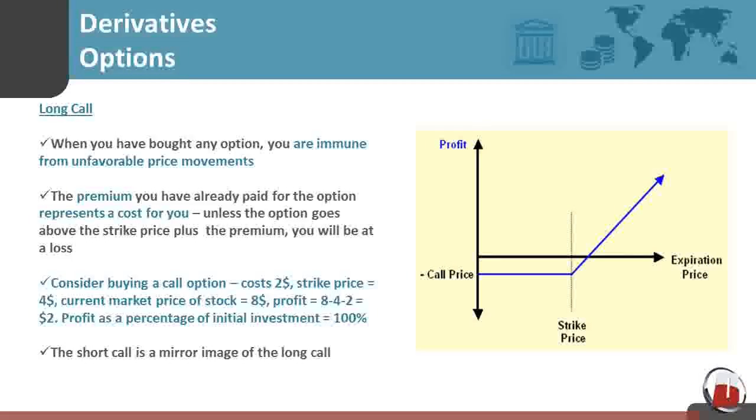Costs $2. Strike price equals $4. Current market price of the stock equals $8. If you have bought a call option for $2, that gives you the right to purchase stock ABC at $4. And if the price of stock ABC is $8 now, you can exercise your option, buy at $4, and then sell on the market for $8. You have revenue of $4 from this transaction, and when you subtract the cost of the premium, the $2, you profit $2. Profit as a percentage of initial investment equals 100%. The short call is a mirror image of the long call.